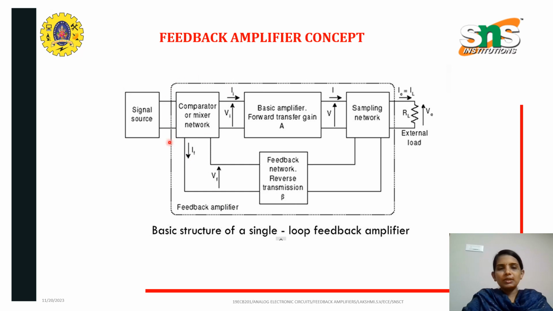The purpose of this comparator or mixer network is that it will combine the input signal and the feedback signal, which is taken from the output and fed back to the input. So the purpose of this mixer is mixing the signal source and feedback signal. The purpose of the sampling network is to decide which part of the output has to be taken and fed back. We have series and shunt mixing as well as sampling.